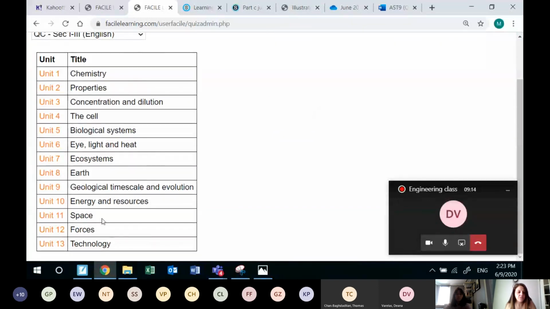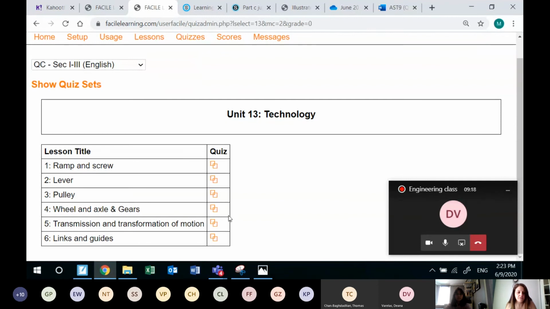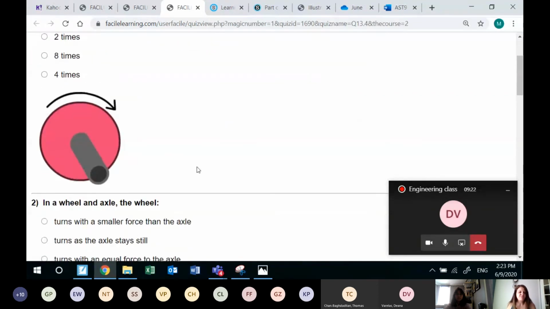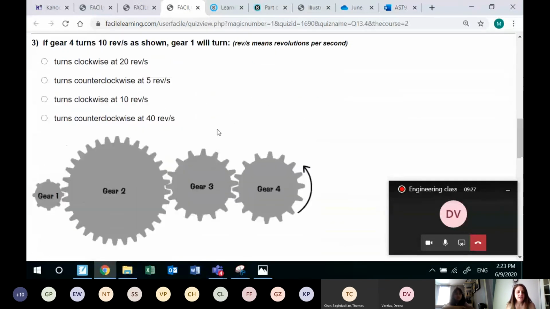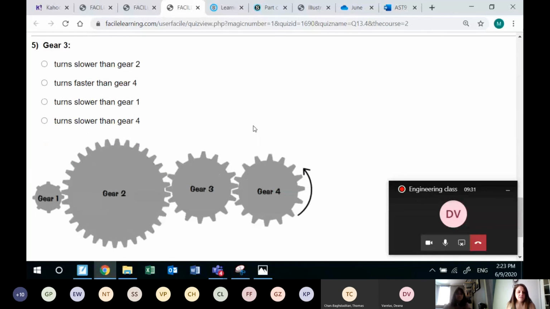Your homework was Unit 13, Gears, Lesson 4. Let's go straight to this question here. No, not this one, not this one, this one.